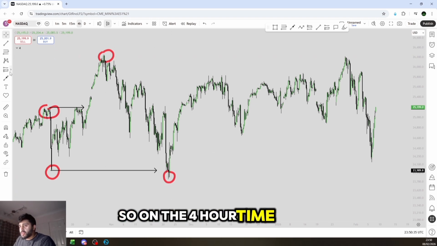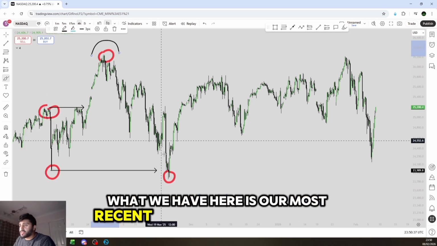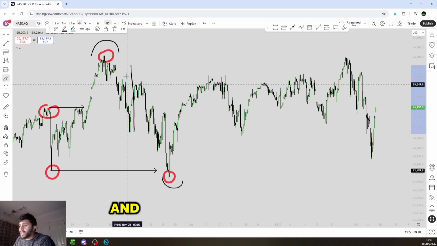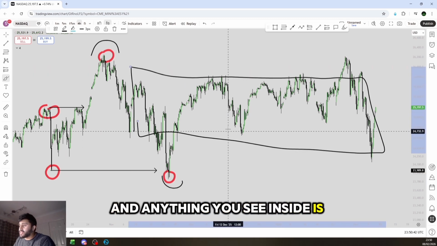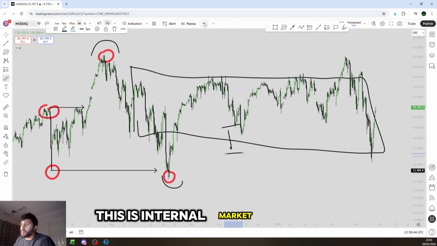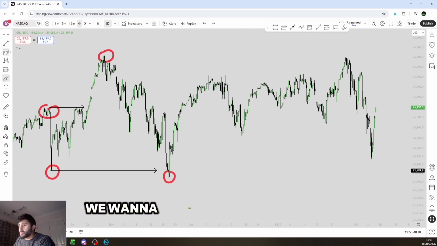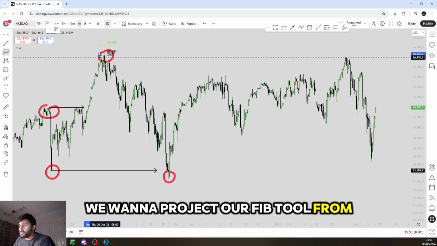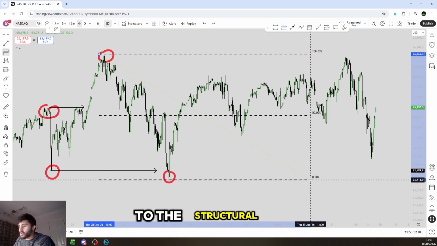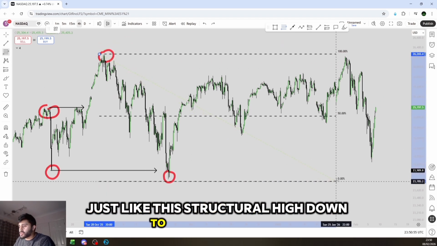So on the 4 hour time frame, what we have here is our most recent high and our most recent low. And anything you see inside is internal, right? This is internal market structure. Now, this is important. So what we want to do is project our fib tool from the structural high down to the structural low, just like this. Structural high down to structural low.